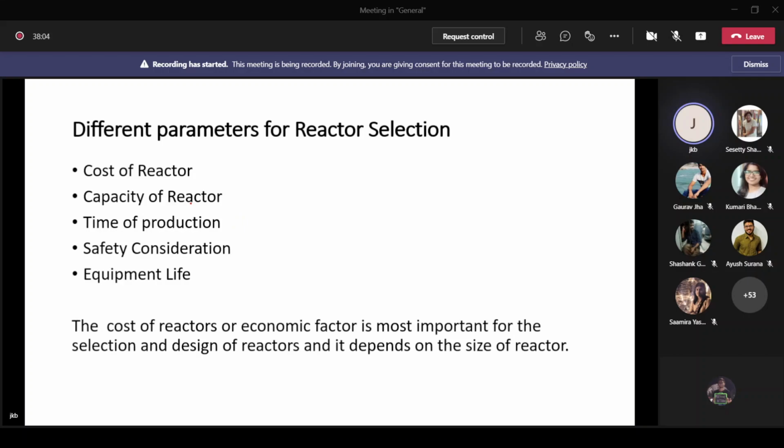If I ask you about a sulfuric acid manufacturing plant, its capacity is 1000 tons per annum. So if it is 1000 tons, or TPD, 1000 TPD. But if I ask 1 kg per day production instead of 1000 TPD, then for 1 kg per day we can go for a batch reactor. But if high capacity is required, a batch reactor is not suitable, then we should select flow reactors. Time of production is another consideration.